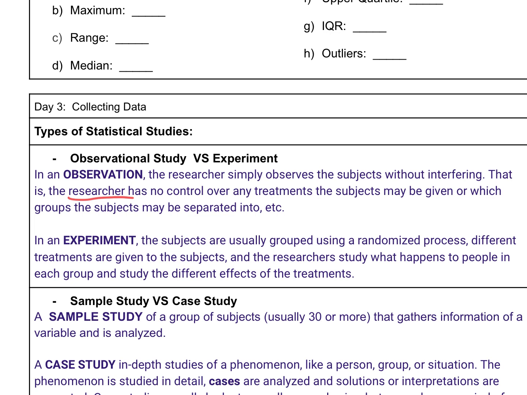Whereas in an experiment, this is different, okay? The researcher's doing more work. It says in an experiment, the subjects are usually grouped using a randomized process. Different treatments are given to the different subjects, and the researchers study what happens to people in each group and study the different effects of the treatments. So an example of this would be, let's say that I am a doctor or scientist or whatever, and I've invented this new drug and I think that it helps people sleep better.